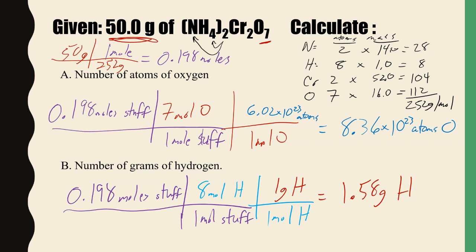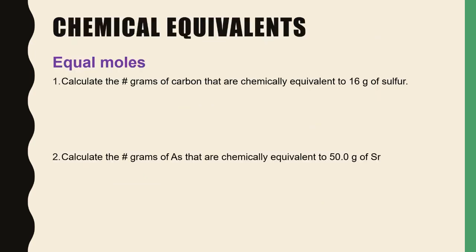And another way to do that would be to figure out the percent hydrogen. So 8 divided by 252, and then multiply 50 grams by that percentage. And you should get the same answer. All right. So that's all I'm going to do with that.